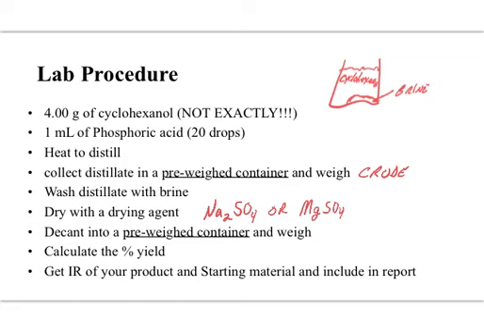All right. Then, after we've dried it, we'll have our cyclohexene with the drying agent. I'll just draw the structure of cyclohexene. We'll have the solid drying agent on the bottom. We are going to decant. That means to pour out. We're going to pour out the cyclohexene, again, into a pre-weighed container. And then we are going to weigh it.